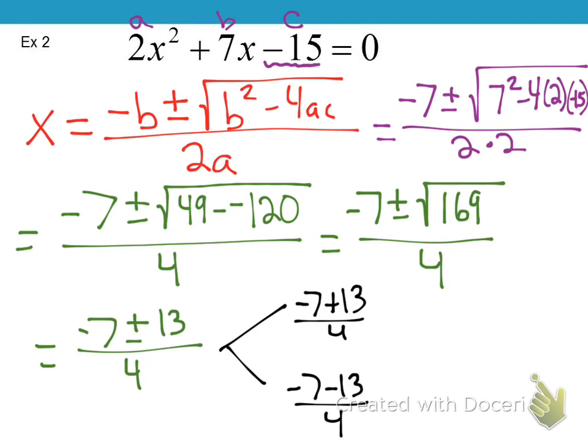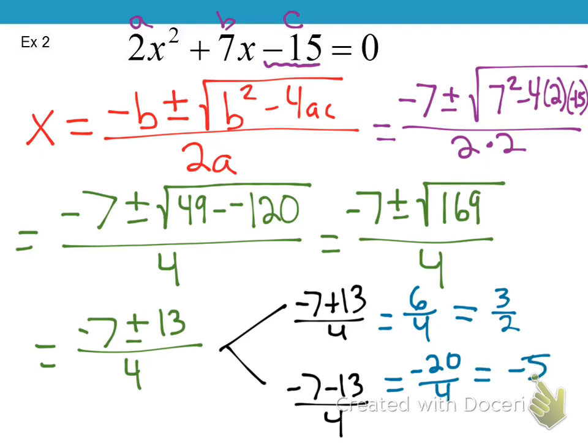Okay, negative 7 plus 13. That's 6. 6 over 4 reduces to what? 3 over 2. What is negative 7 minus 13? Negative 20. And what's negative 20 over 4? Negative 5. All right, so if you want to write it as one solution, it's x equals 3 over 2 and negative 5.